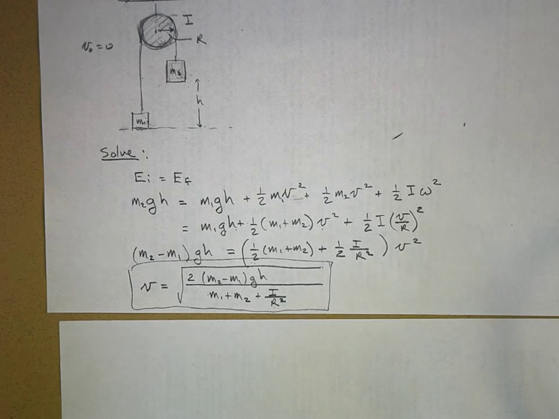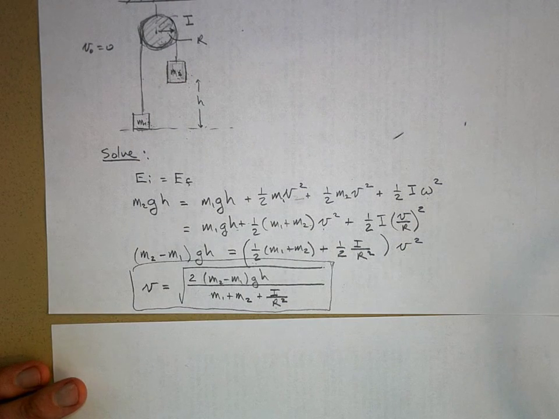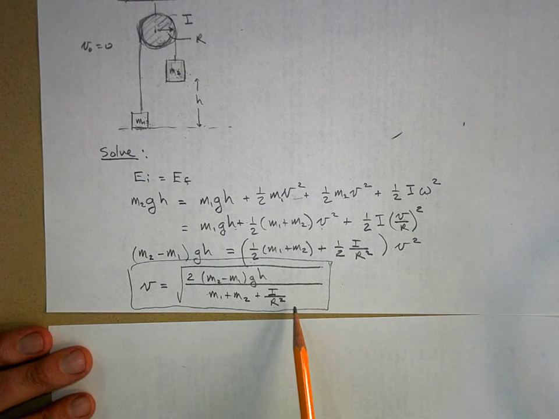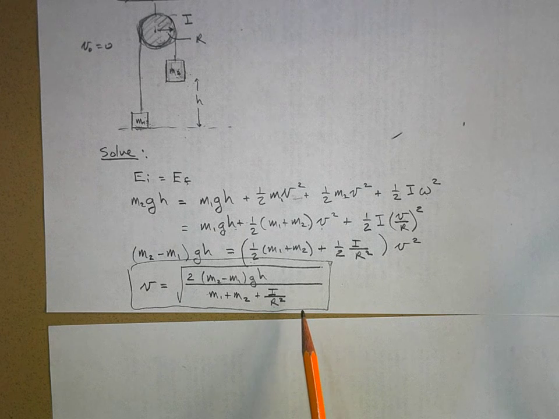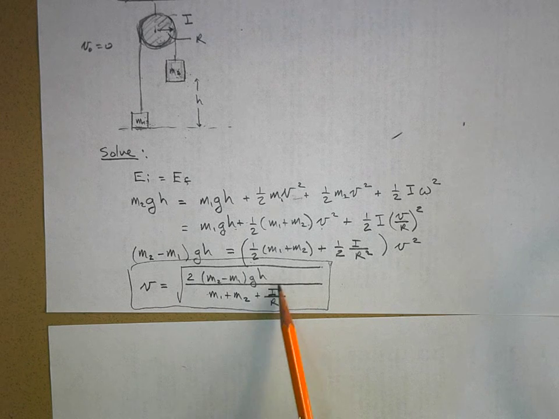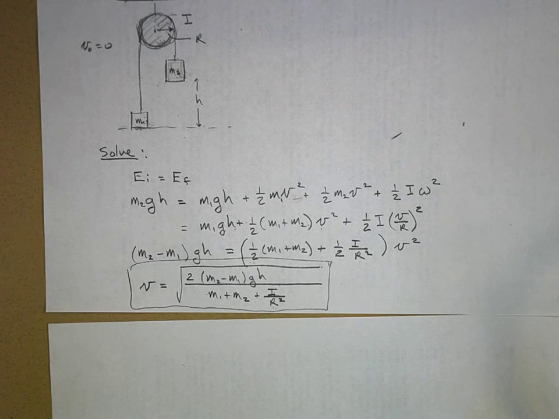Okay, now, if you were plugging in values, you would get an answer. You would get 1.3 meters per second. But this is actually more useful, because if you made, let's say, a spreadsheet or something like that, you would be able to plug in any value of mass and height and radius and rotational inertia that you wanted, and you get the answer.